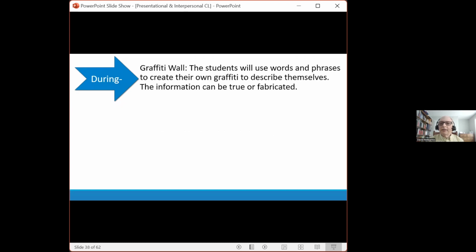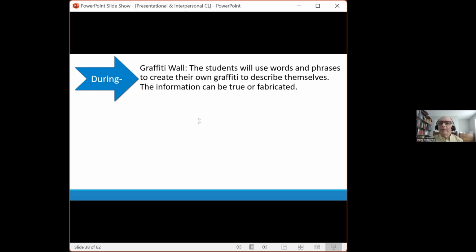Okay, so let's go back to that graffiti wall. The students will use words and phrases to create their own graffiti. So this is something different that's based on what they did earlier. They're going to create their own graffiti to describe themselves. The information can be true or fabricated. This is just my opinion, but I would like students to use words and phrases from readings wherever possible, with additional words that they need to describe themselves.